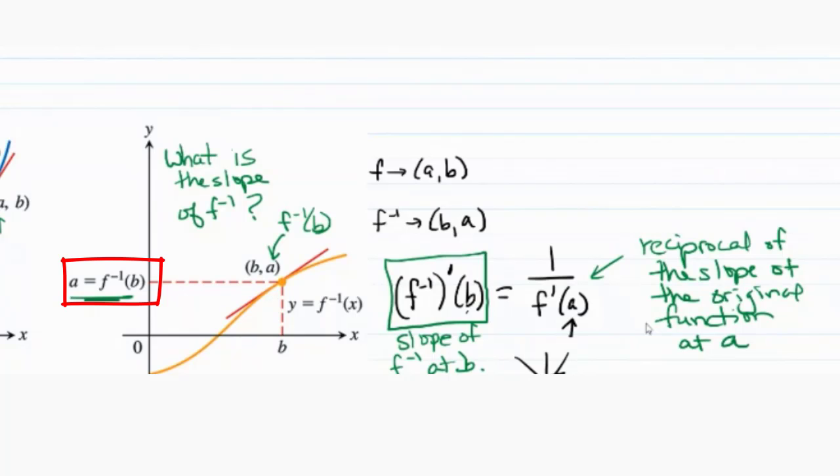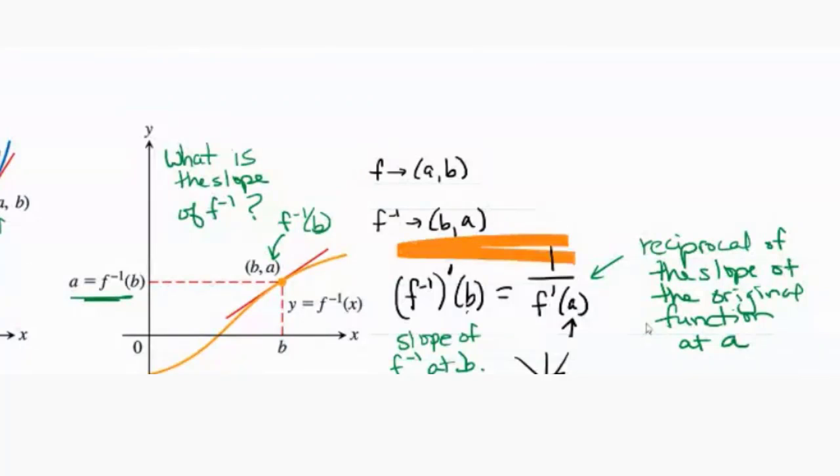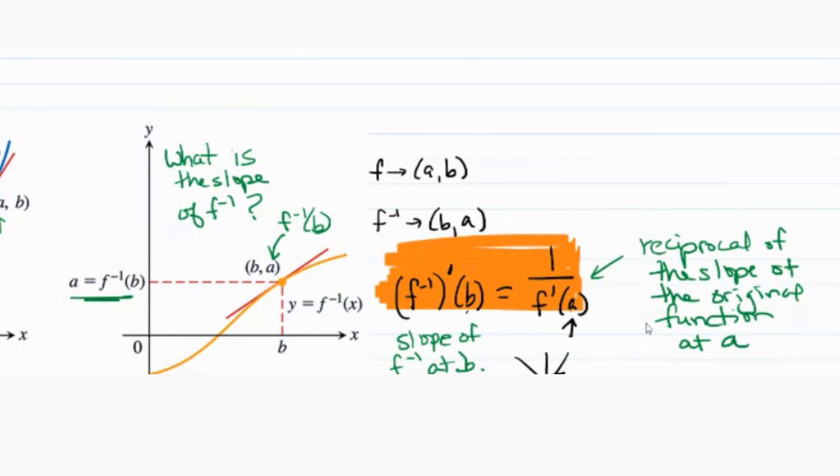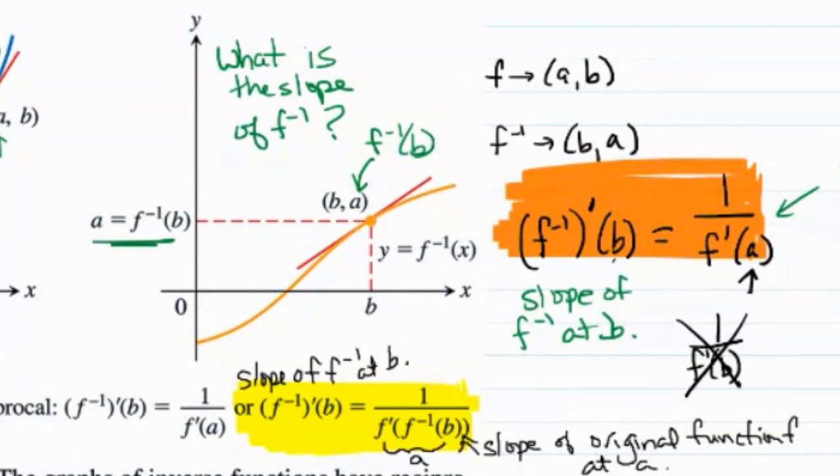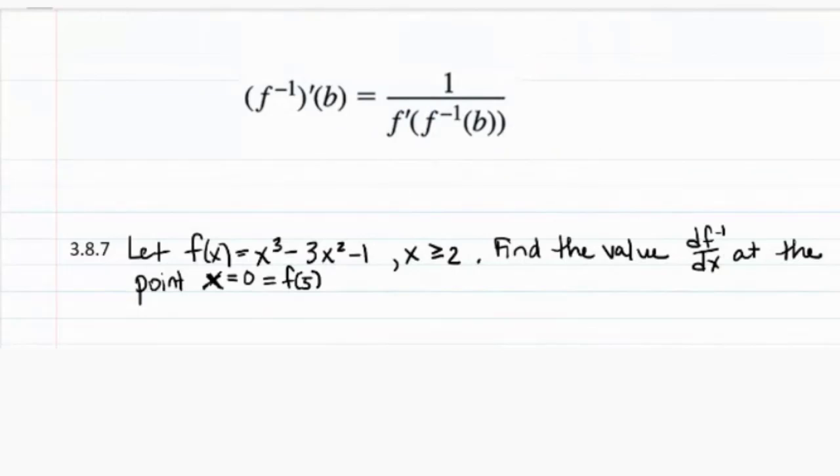So instead of writing the formula as I have it written right here, f inverse prime of b equals 1 over f prime of a, we just replace the a with f inverse of b, and you get it as it's written here in yellow. Okay, so let's go ahead and use this idea that the derivative of the inverse is the reciprocal of the derivative of the original function, which is what we're going to do in the next video.